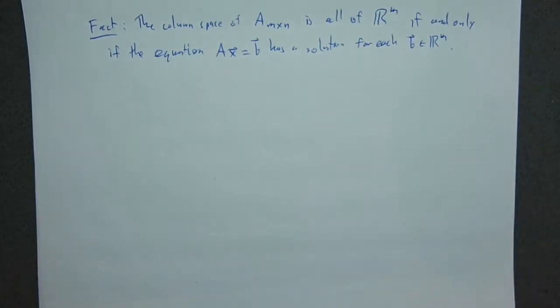So the column space of an m by n matrix A is all of Rm if and only if the equation Ax equals b has a solution for each b in Rm.